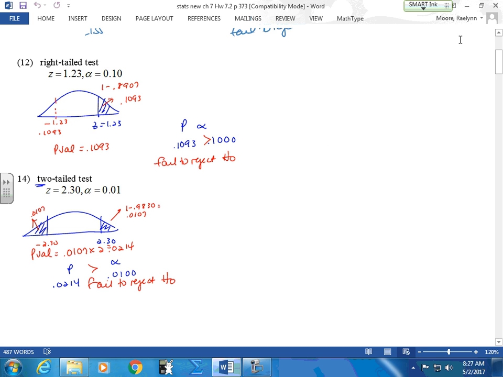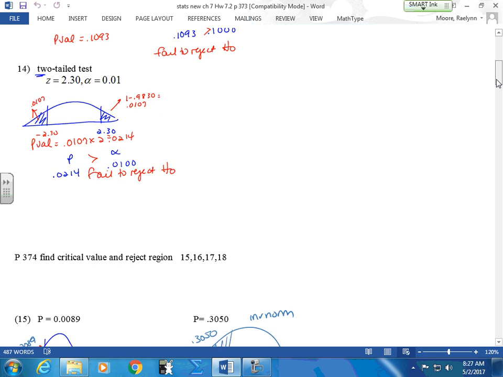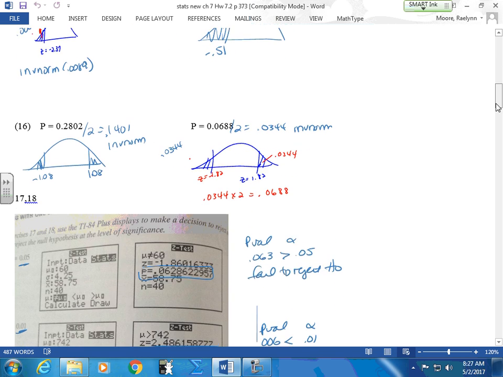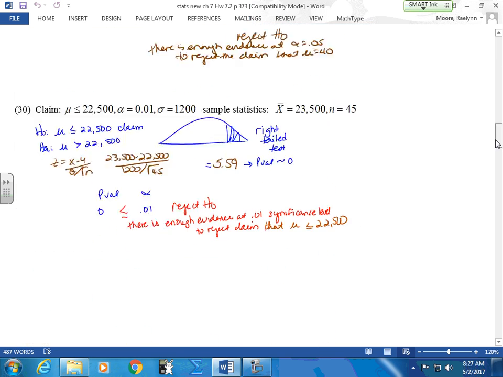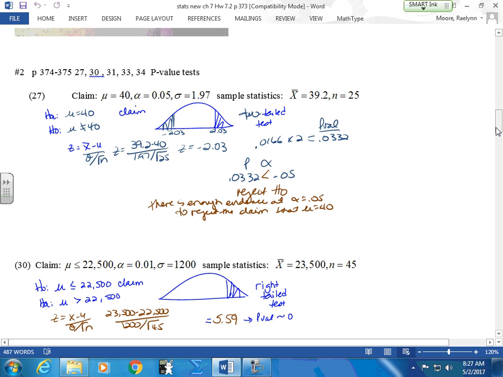That gave you 27, right? Okay. You had a claim. Something was equal to 40. They gave you the level of significance. They gave you the population standard deviation. My N is 25. This is my sample information. This is my sample. This is what I'm testing against my population.